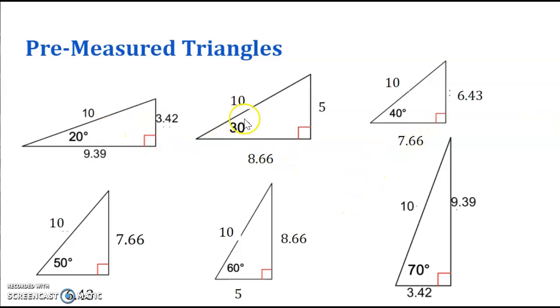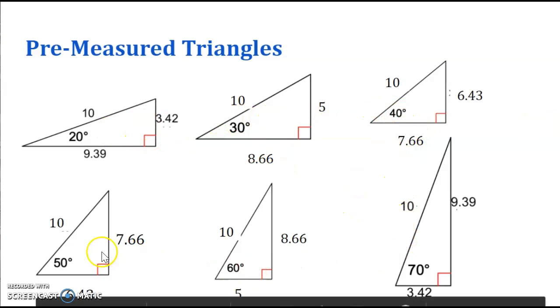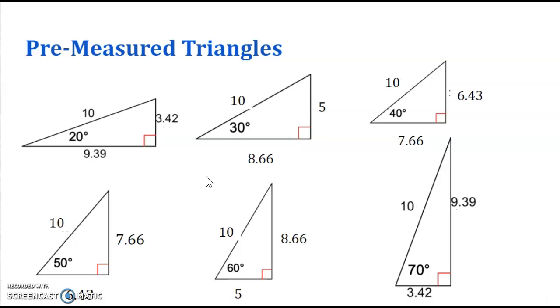So having the pre-measured triangles, with the ratios already given to us, is helpful, because then we don't have to measure it ourselves. The triangles are going to be similar because you have the angle and the right angle, two pairs of congruent angles. That means by angle similarity, the ratios are the same.